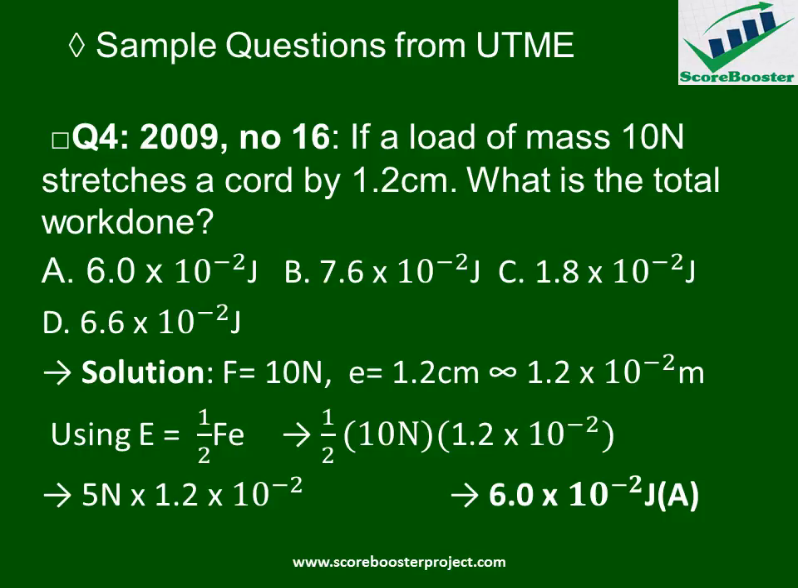Then we can proceed to substitution for the formula, and therefore using energy E equals half Fe, that will give us half into F now, which is 10 Newton, then times e, which is 1.2 times 10 raised to power minus 2. So half of 10 is 5, then times 1.2 times 10 raised to power minus 2. 5 times 1.2 will give us 6.0. Then the final answer will now be 6.0 times 10 raised to power minus 2 joule, making option A the correct answer for this particular question.